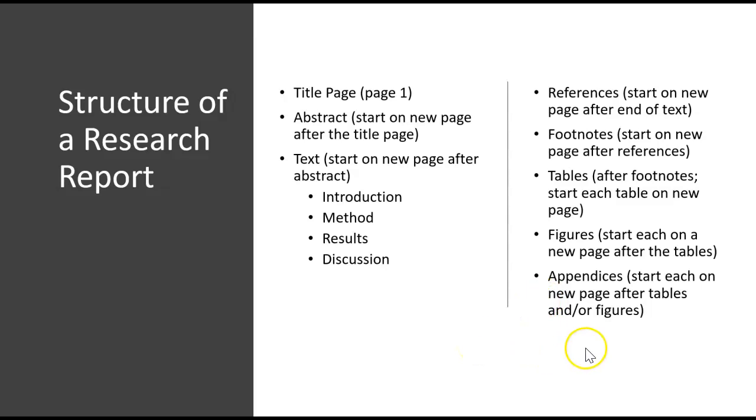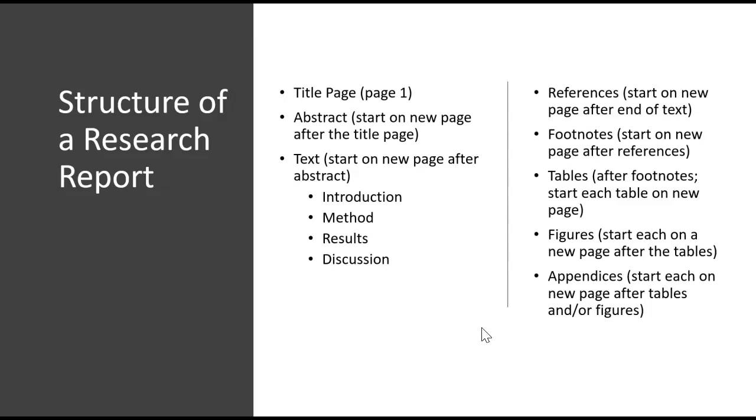So this is the basic structure of a research report. Your first page is the title page, followed by the abstract page, and it is on its own page, followed by the text of your research report, which includes 4 sections. Within those 4 sections there are subsections sometimes, but that depends on exactly what kind of paper you're presenting. So within the text you have an introduction, method, results, and discussion. Now those should sound familiar.